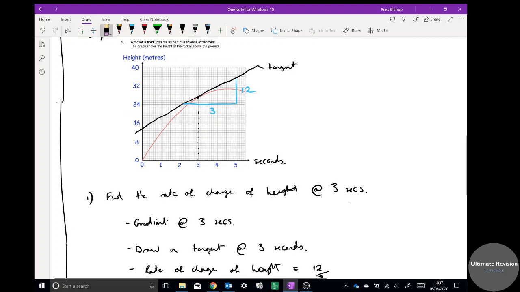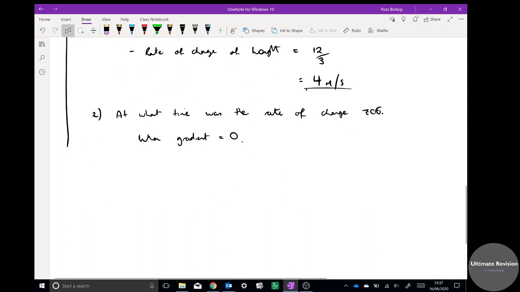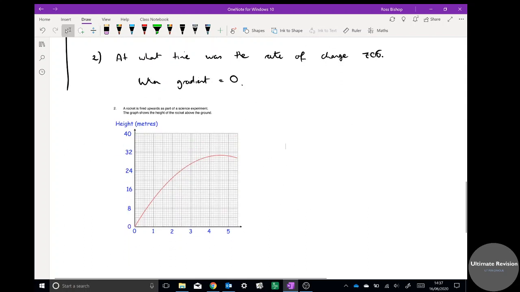It's a flat line here, isn't it, roughly? If I draw a tangent there, it would be a flat line across. So that means the time when the rate of change is 0, or basically at its peak, when the rocket's at its highest, is at 4.5 seconds, and that's the answer there.